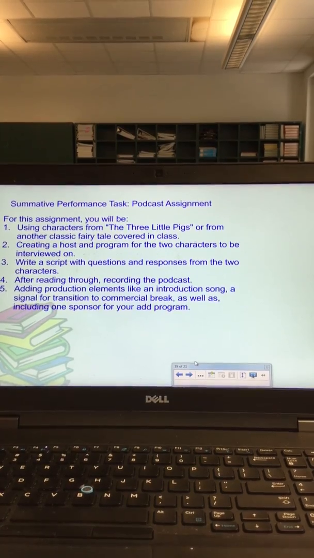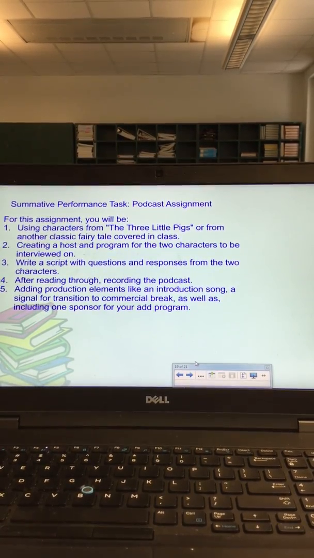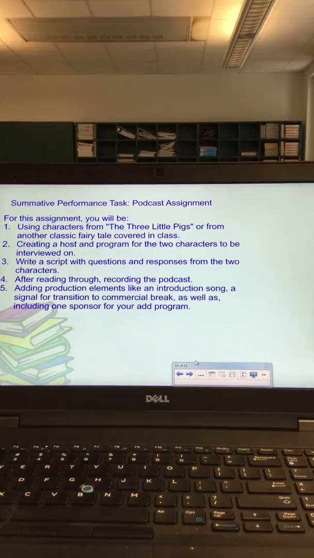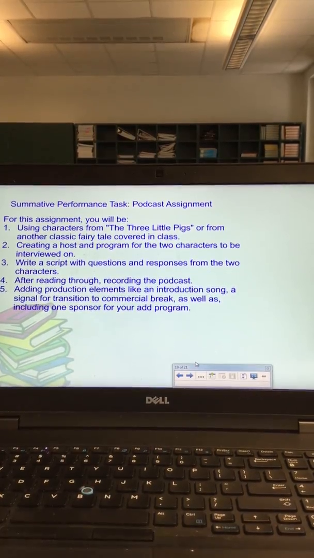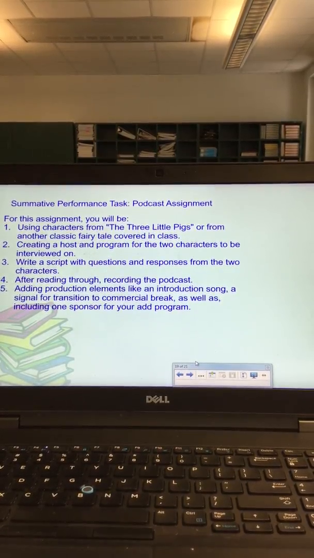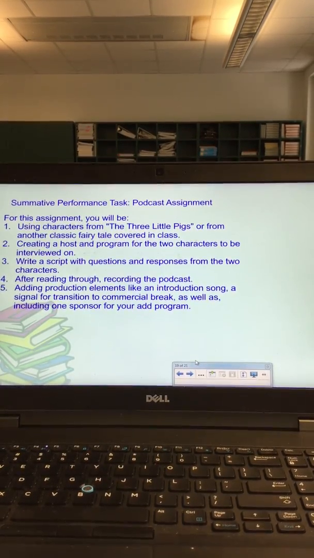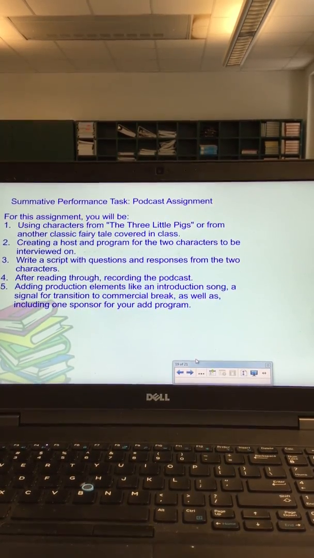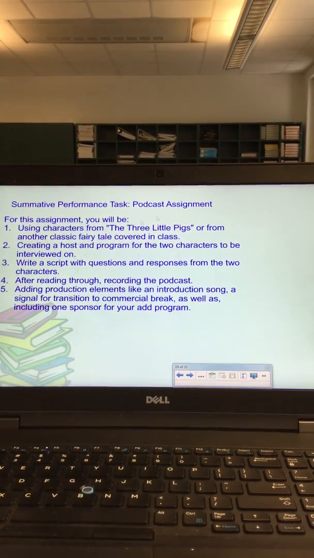So then we move on to the summative performance task. So this is how the students are going to demonstrate their understanding. And they're going to do this in a project that they're going to be managing themselves. So going back to that 21st century standard. And then also remixing the material. So going back to the ISTE standard. So they're going to be creating a podcast.